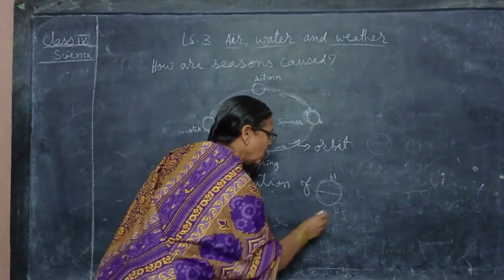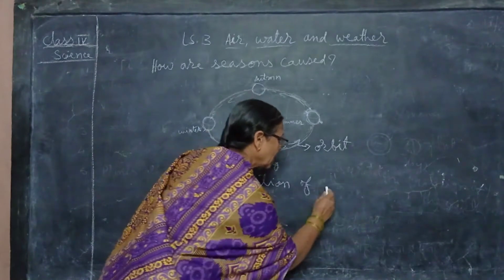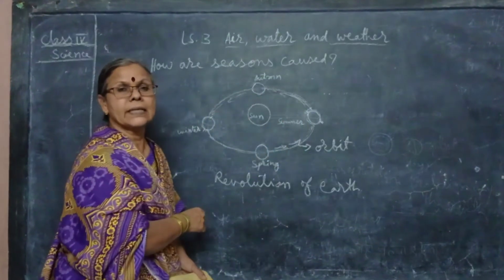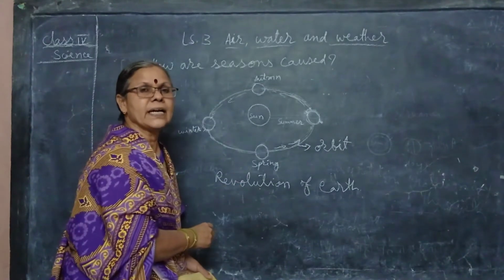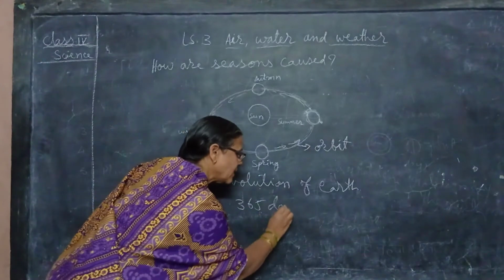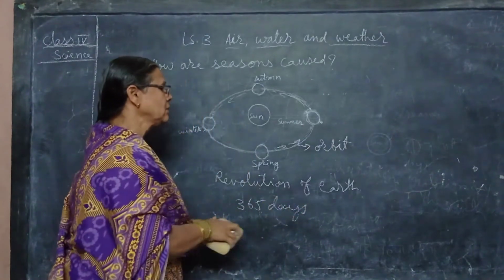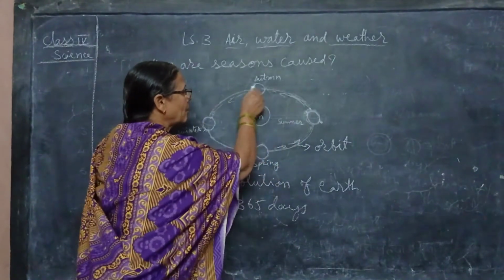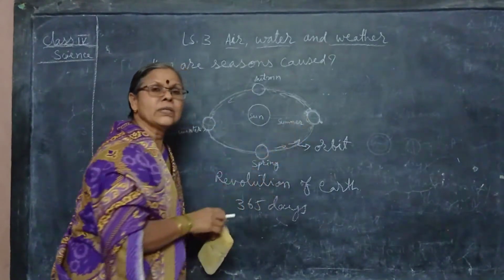Revolution of the earth. And how many days does it take? It takes 365 days to complete one revolution around the sun.